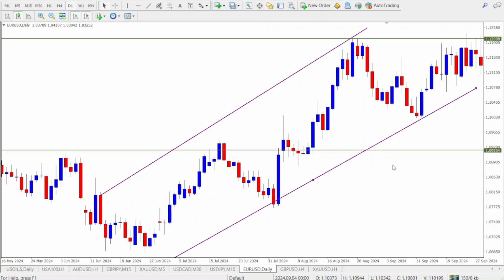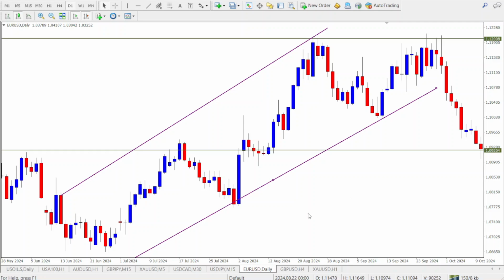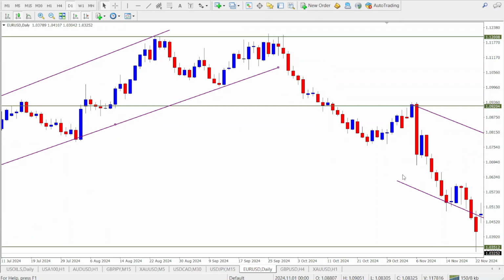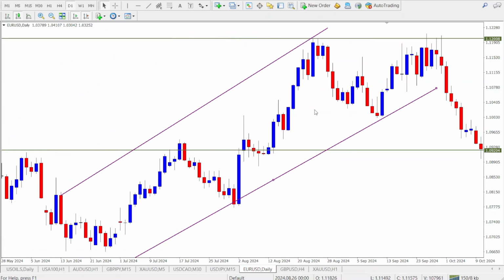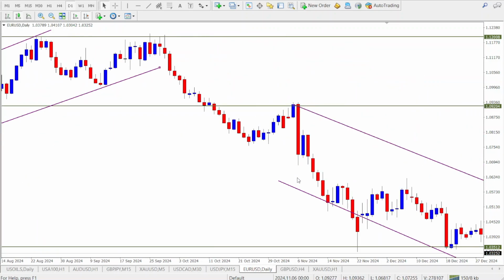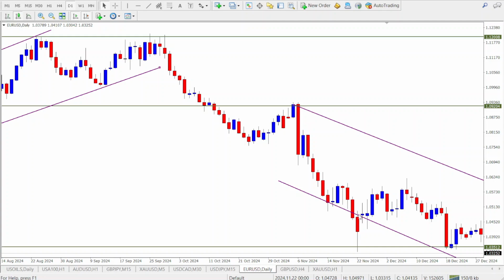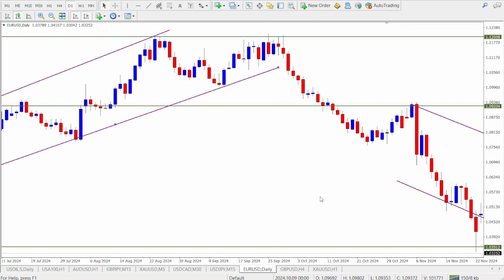Then let's talk about candlestick patterns. Patterns like engulfing candles, pin bars, dojis, they provide clues about potential reversals or continuations. Then with respect to market structure, higher highs and higher lows indicate an uptrend, while lower highs and lower lows indicate a downtrend. So recognizing these patterns helps traders to stay on the right side of the market.